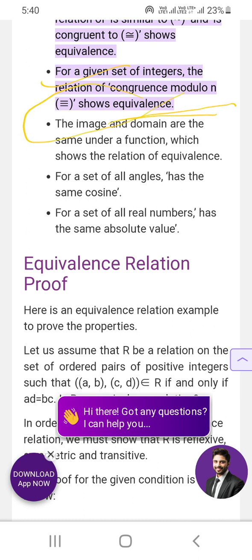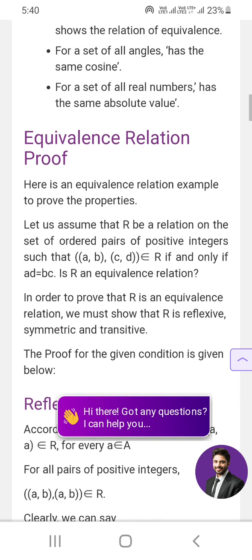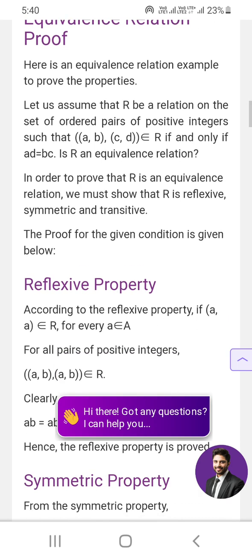The image and domains are the same under the function, which shows the relation of equivalence: for the set of all images, the cosine is the same, and for the set of all real numbers, the absolute value is the same. Equivalence relationship proof. Here is an equivalence relationship example to prove that property.